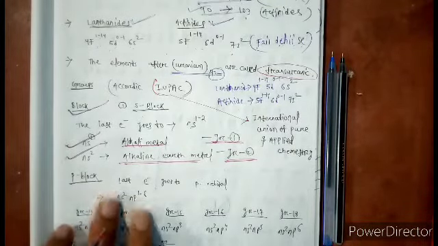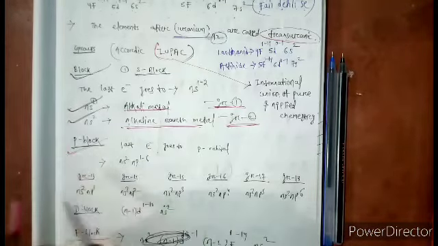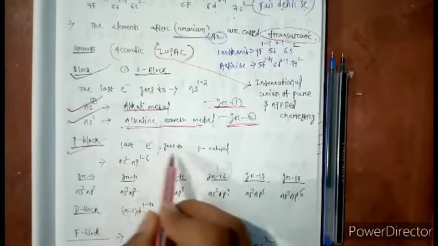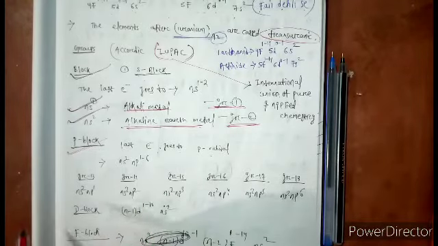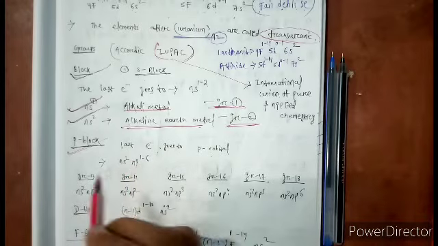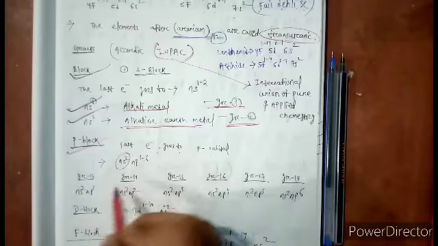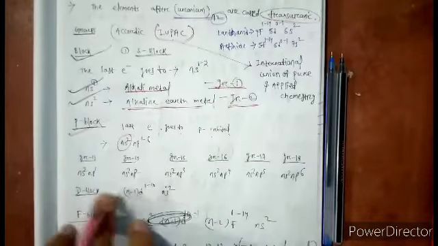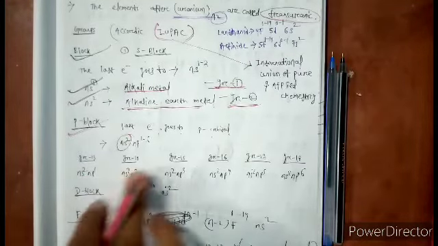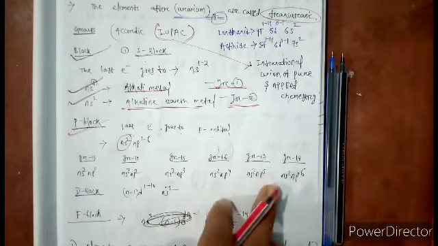Then come to the p block. In the p block, the last electron goes to the p orbital. The electronic configuration is ns2 np1 to 6. ns2 is compulsory, and np1 to 6 depends on the group: ns2 np1, ns2 np2, ns2 np3, ns2 np4, ns2 np5, ns2 np6.